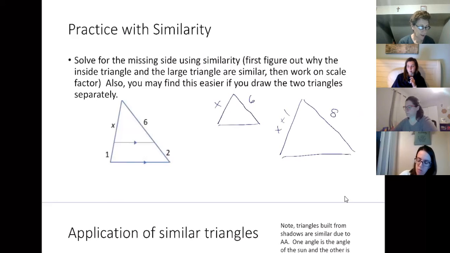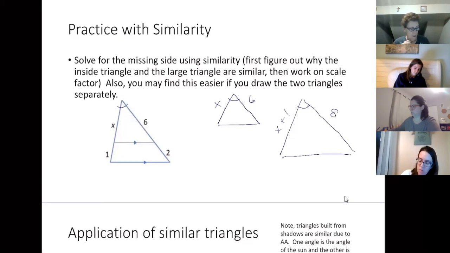So it says solve for the missing side using similarity. So first figure out why the inside triangle and the larger triangle are similar. So if we try to figure that out, we're going to figure out, well, what can I do? Well, I don't have enough sides to work with. And then you think, well, I really don't have enough angles either, but you really do, because look what happens. They both share this top angle. So that means right away that that top angle and that top angle are equal. So then you think, okay, but now I'm stuck because I don't have any other equal angles, but you actually do kind of hide in there.